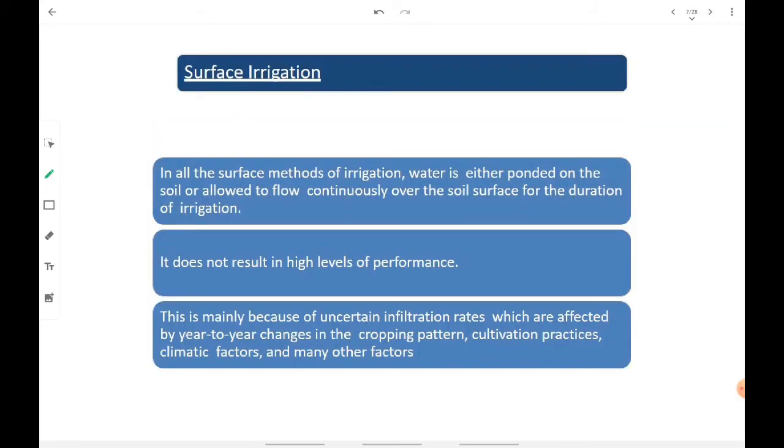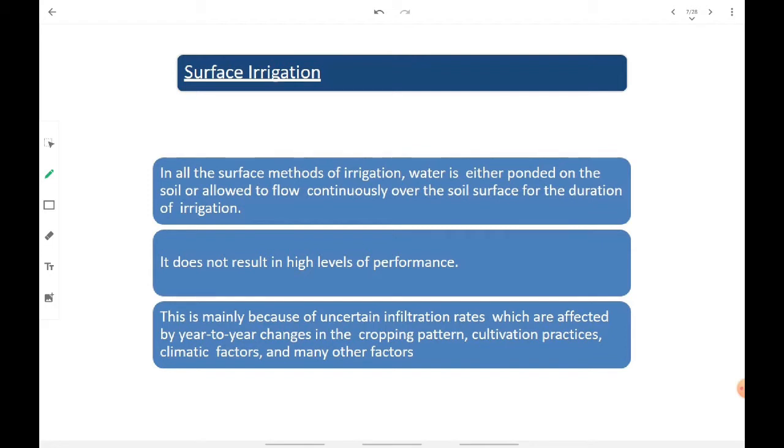Okay, what surface irrigation is saying, in all the surface methods of irrigation, water is either ponded, means stock on the soil, or allowed to flow continuously over the soil surface for the duration of irrigation. Means we are literally letting the water flow over the land which needs to be irrigated. Okay, it does not result in high levels of performance.